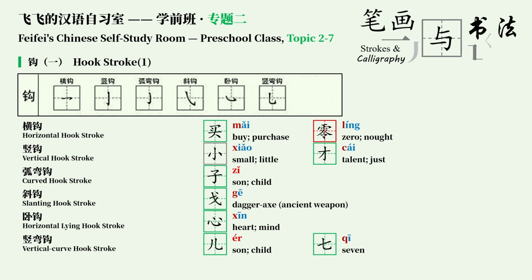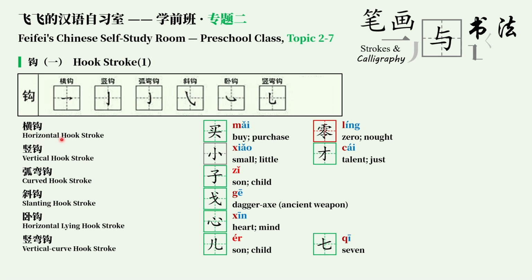The first part of the hawk stroke includes 6 typical types. 横钩 horizontal hawk stroke, 竖钩 vertical hawk stroke, 弧弯钩 or 弯钩 curved hawk stroke, 斜钩 slanting hawk stroke, 卧钩 horizontal lying hawk stroke, 竖弯钩 vertical curve hawk stroke. Each type has a distinct hawk direction and connection with the preceding stroke.